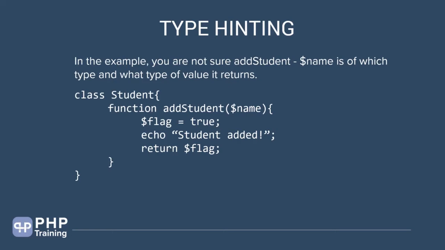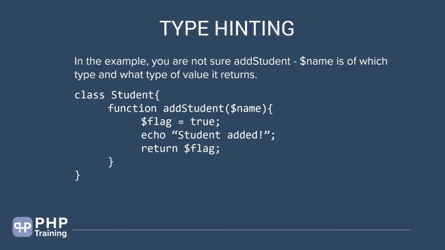For example, if you are writing an addStudent method, what is this $name, which data type is it, and what type are you returning? PHP won't stop you from ignoring it, but from a good coding standpoint, you have to really apply type hinting in your program.